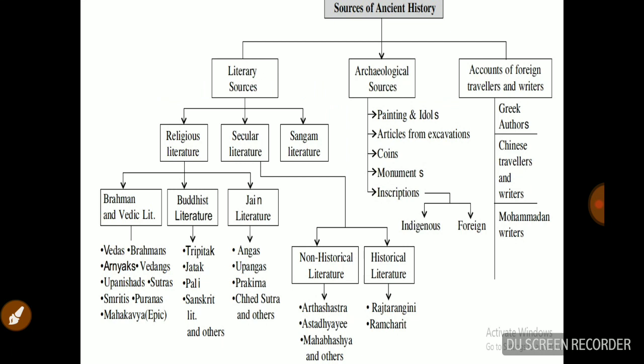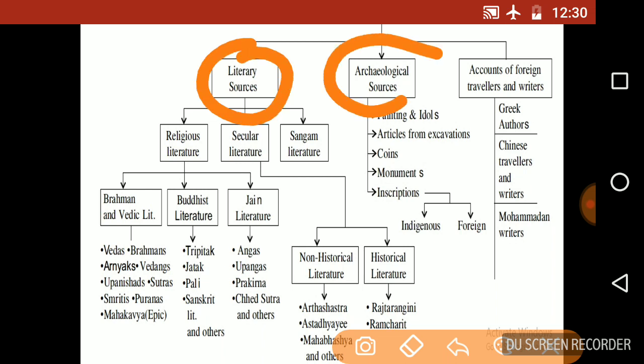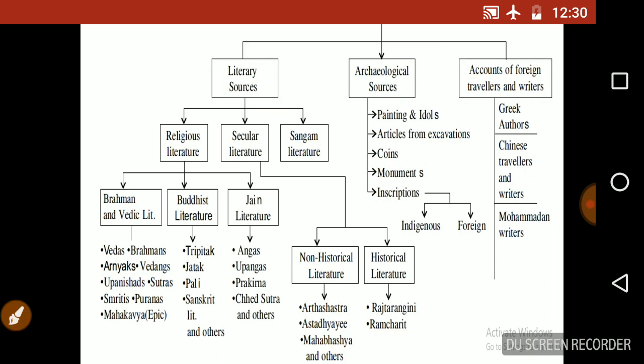All of ancient history is related to some kind of sources. The main sources of ancient history are classified into three categories: literary sources, archaeological sources, and accounts of foreign travelers and writers. So you can see literary sources, archaeological sources, and also travelers who wrote travelogues or books. From there also you can come to know the main sources.